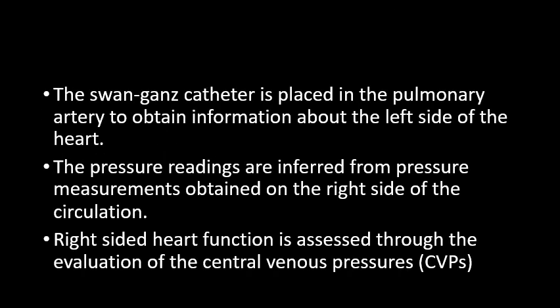Here, note the points. The Swan-Ganz catheter is placed in the pulmonary artery to obtain information about the left side of the heart, and the pressure readings are inferred from pressure measurements obtained on the right side of the circulation. And right-sided heart function is assessed through the evaluation of the central venous pressure, or CVP.